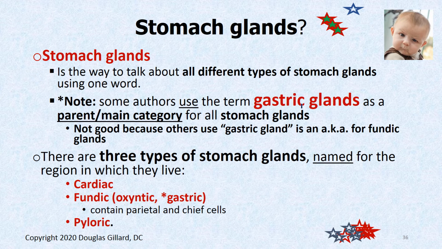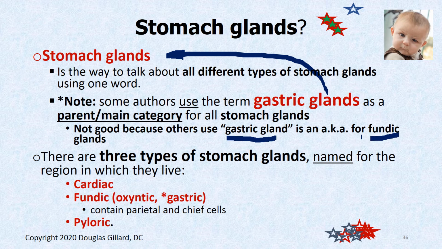The problem is some authors, including, I believe, Guyton, call them gastric glands collectively. He should not do that, because some authors say gastric gland is an aka for fundic glands, the ones that secrete acid and pepsinogen. So it's not good to call all of the glands gastric glands. I'd stay away from the term gastric glands, period.